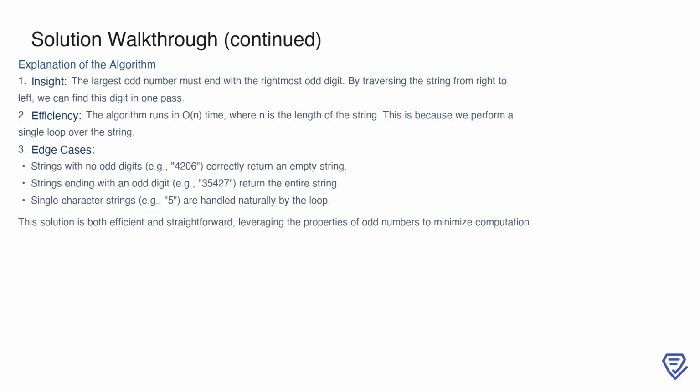It also handles edge cases effectively, such as when there are no odd digits, which correctly returns an empty string, or when the entire string is odd, which returns the full string. Even single character strings, like 5, are naturally handled by the loop. Overall, this solution is both straightforward and optimal, making it a great way to solve the problem.